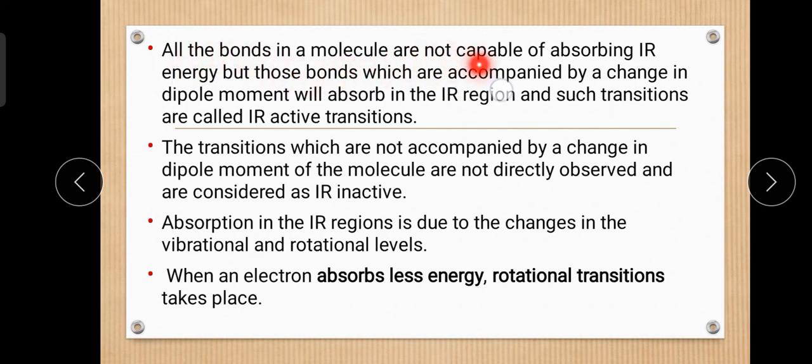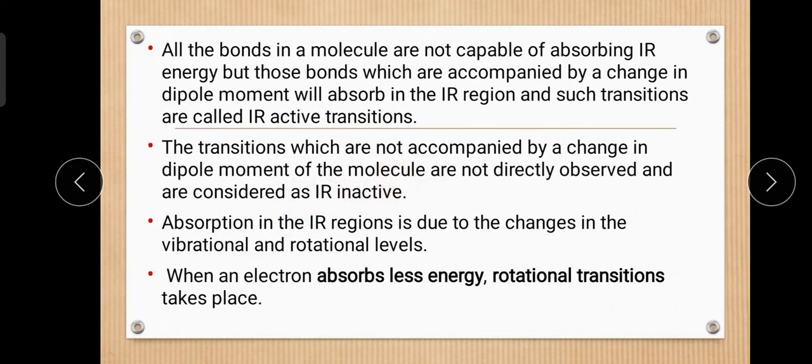Not all the bonds in a molecule are capable of absorbing IR energy, but those bonds which are accompanied by a change in dipole moment will absorb in the IR region, and such transitions are called IR active transitions. As already seen in microwave spectroscopy, which molecules are microwave active and which are not, all those things we have covered there. Similarly, in IR spectroscopy, some transitions are IR active and some are IR inactive.